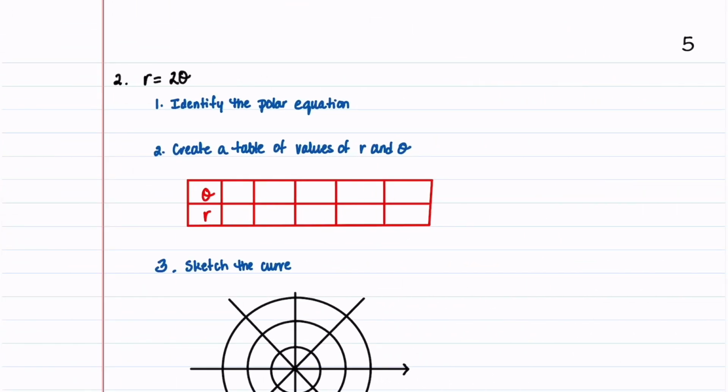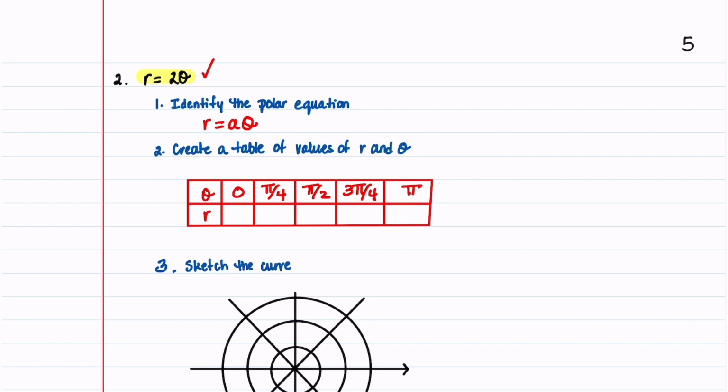Our second example is to sketch the graph of r is equal to 2 theta. This equation looks like r is equal to a theta, so we know it's going to be a spiral. Let's let theta go from 0 to pi, and we'll see if that's enough values to sketch the curve. Theta starts at 0, ends at pi. We have pi over 2, pi over 4, and 3 pi over 4.